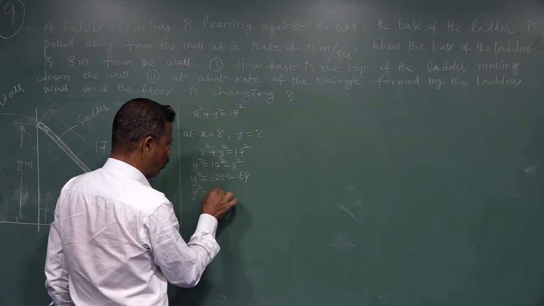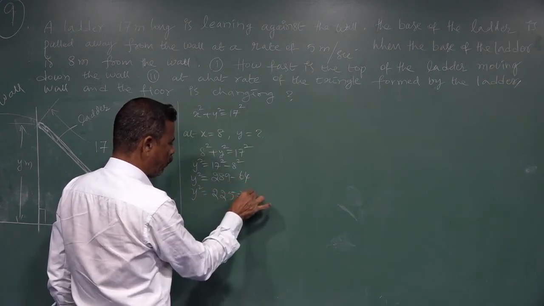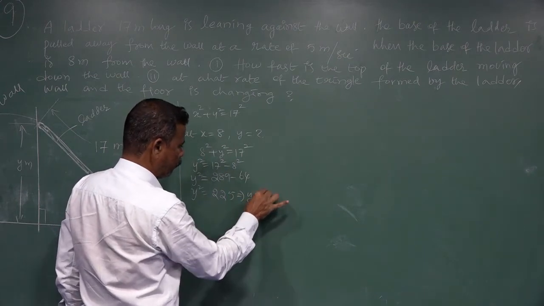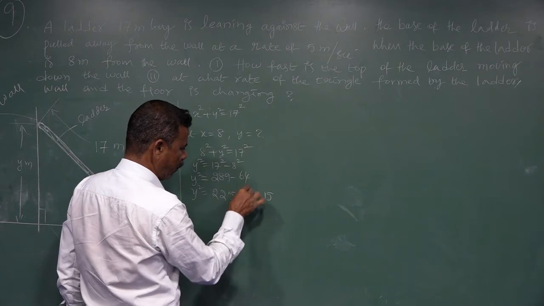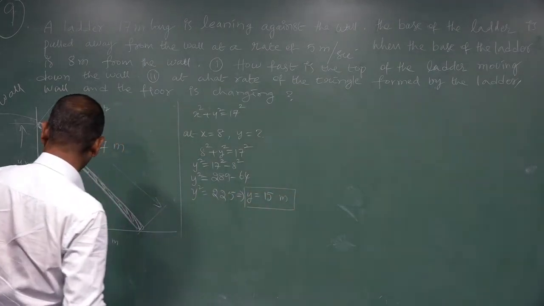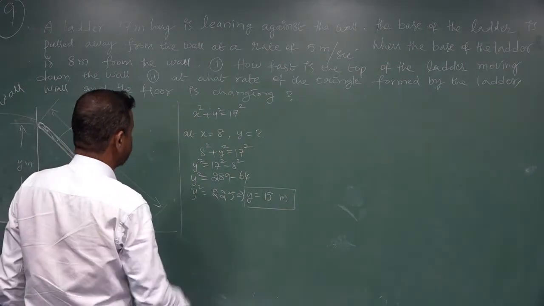So y square is equal to 225, which implies y is equal to 15. 15 square is 225. So y is 15 meters, and x is 8 meters. Next.